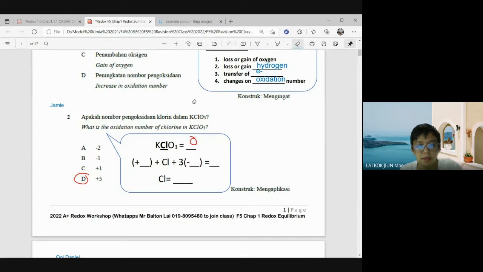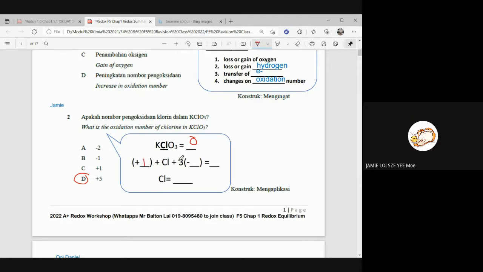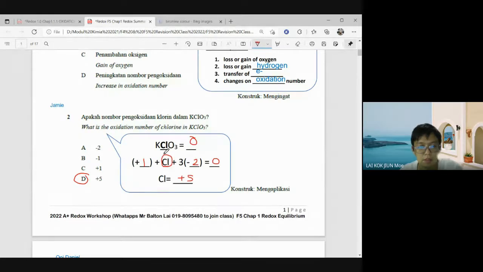Equal to 0, right? So how many is K? K is positive 1, plus Cl, plus 3 times positive 2 equals 0. Cl equals positive 5. Very good. This one no problem, just calculation. They are looking for Cl. They will tell you what they want. Okay, thank you, Jamie. Well done.